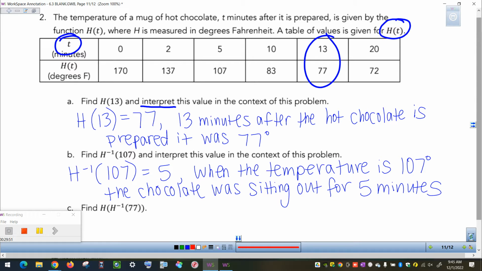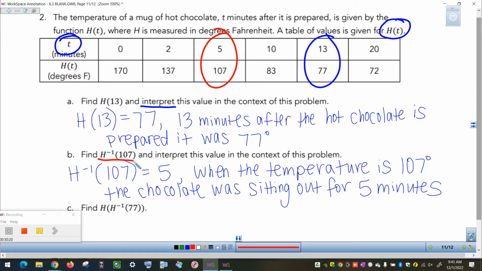All right, now look at part B. Look at the notation here. This is asking us for an inverse. So inverse is where the input and the output switch. So now 107, that's the input of the inverse, that doesn't represent minutes, it's going to represent the other variable, which was the temperature. So we are going to find when the temperature was 107, and we see that that happens when it was sitting out for 5 minutes.